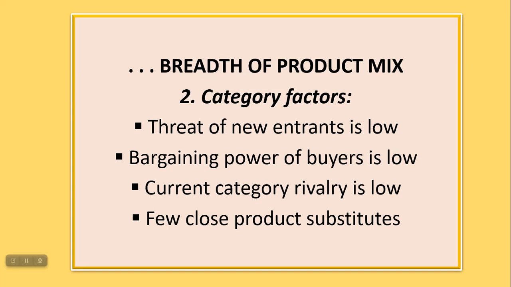And the sales pattern should be smooth, and it should be growing. Then there is a category factor. The entry of new entrants and new products into the market is low. You will see that the number of mobile telephones is almost limited, not very many. Bargaining power of the buyer is low. The buyer cannot bargain the price or the features or the benefits. Whatever is available, that is available, and that's it. Then the current category rivalry is low.